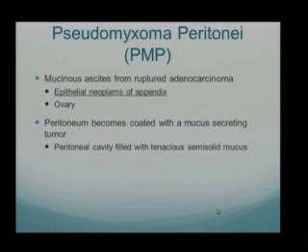So pseudomyxoma peritonei is usually mucinous ascites from a ruptured adenocarcinoma. Could be from the epithelial neoplasms of the appendix, or it could be from the ovaries, either one. Usually it's the appendix which is the most common. The peritoneum becomes coated with a mucus secreting tumor, and then subsequently the peritoneal cavity is filled with tenacious semi-solid mucus.